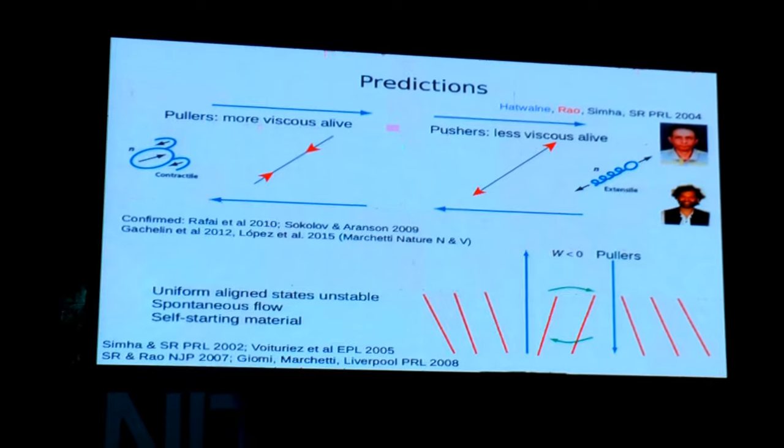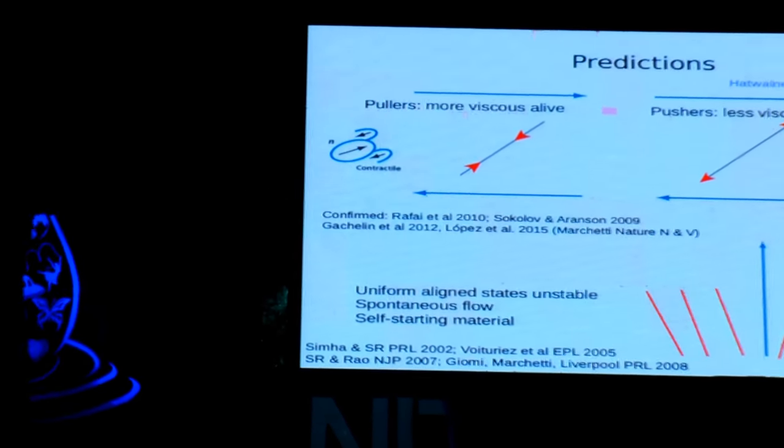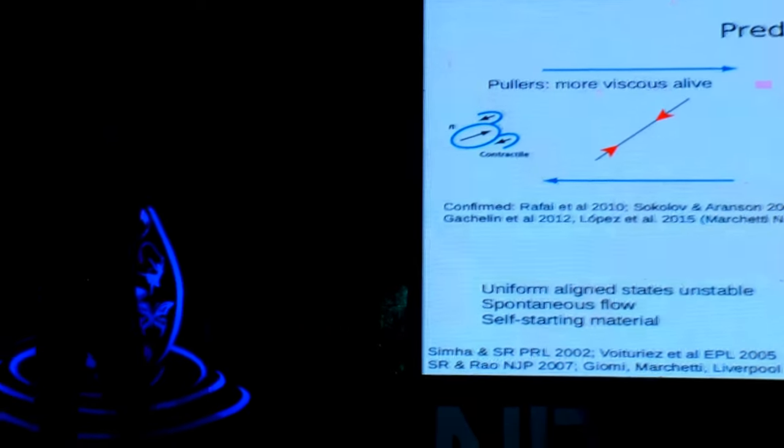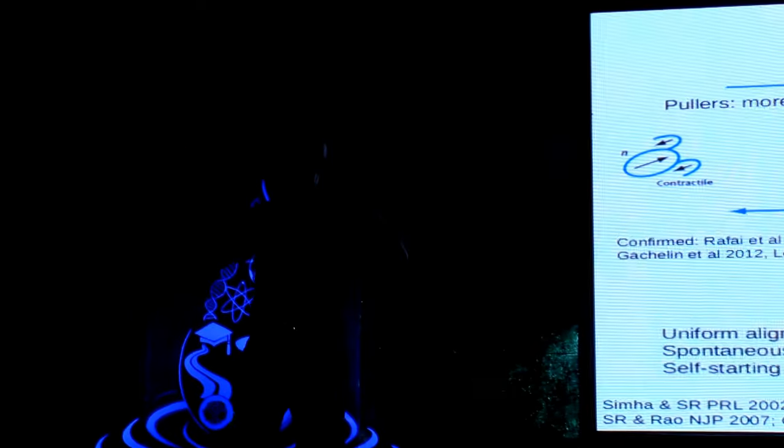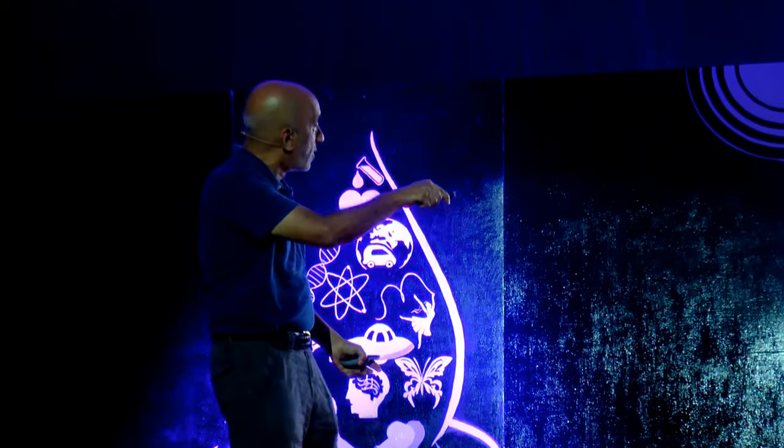The other prediction is, supposing you have an aligned state of a bunch of particles, imagine the density is high enough that these things are kind of packed and they're all lined up. Is that state sustainable? If it is a bunch of dead molecules doing Brownian motion, that state would be organized and would stay stable and it's called a liquid crystal. What happens when each of these has these built-in stresses on it?